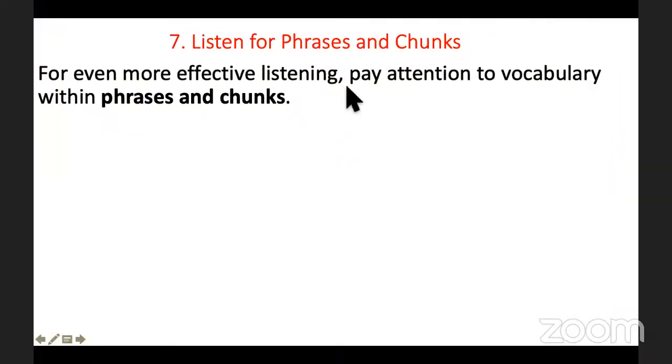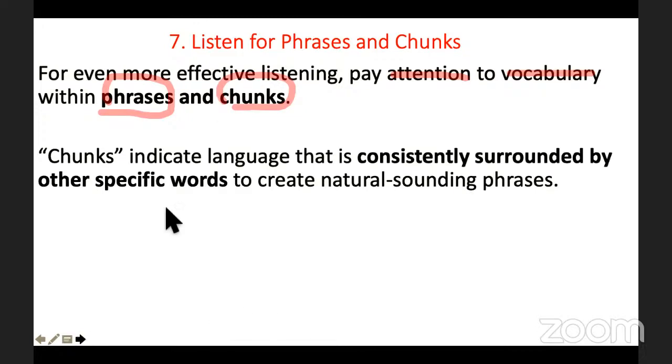Okay, so we need to pay attention to the other person's vocabulary related with phrases and chunks. What is a chunk? Let's take a look. Chunks indicate language that is consistently surrounded by other specific words to create natural sounding phrases. So it's a combination of many words. But for what? To create a natural sound.